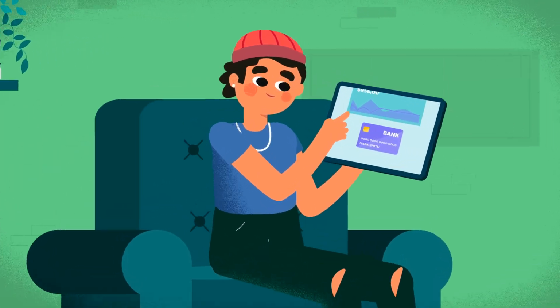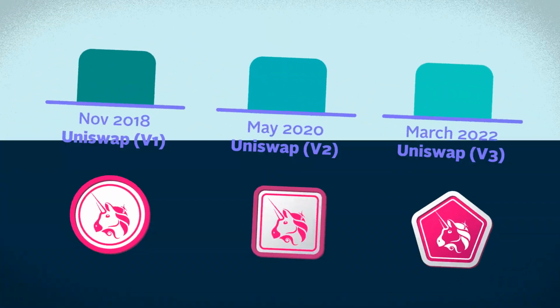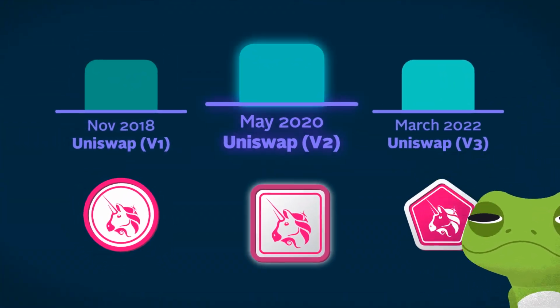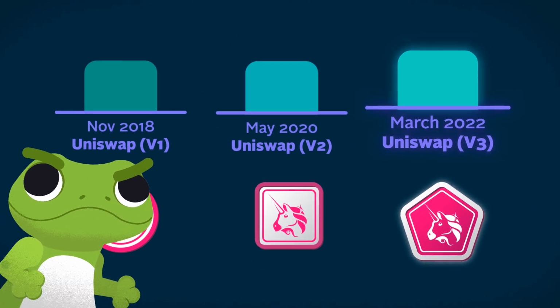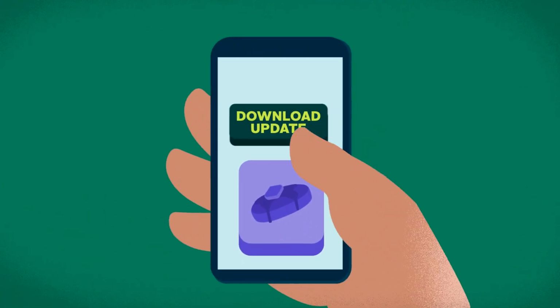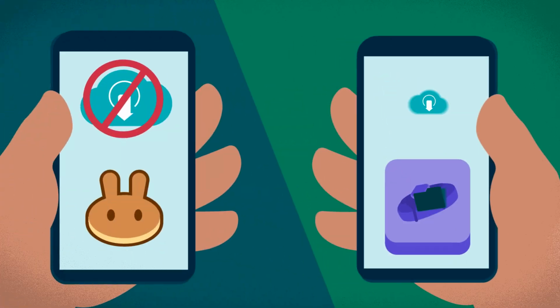Have you ever noticed labels like V1, V2, or V3 next to a dApp's name? These labels indicate different versions of the dApp. If they're essentially updates, you might wonder, why aren't they simply integrated into the original? Well, unlike the apps on your phone, which can receive regular updates and patches, dApps operate a bit differently.